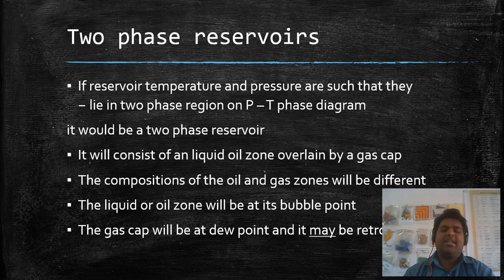So the liquid or oil zone will be at its bubble point, and the gas cap will be at its dew point, and it may be retrograde. So this means that the liquid zone will always be at its bubble point. That means if you drop the pressure even a little bit further, then more gas will evolve, more gas bubbles will form. And the gas cap, the gas phase, will be at its dew point. So that means if you increase the pressure a little bit, then more gas will dissolve into the reservoir or the volume of oil will increase.